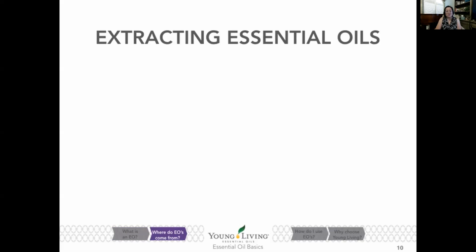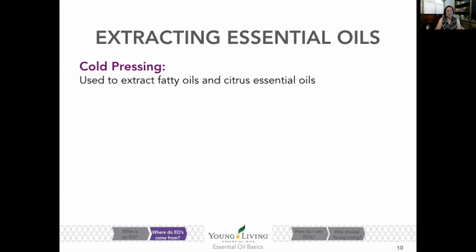So, there are 4 ways to extract our essential oils from the plant. The first being steam distilling. Cold pressing is used to extract fatty oils and citrus essential oils. And just as it sounds, the product is pressed to extract the oil, and we use this process for our citrus oils because using other methods can break down the delicate molecules and cause the oil to become bitter.